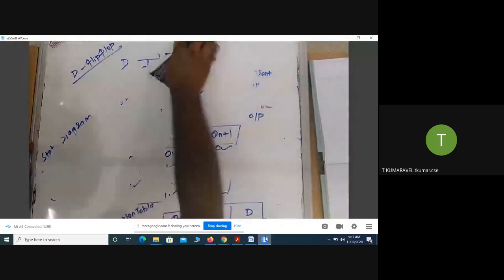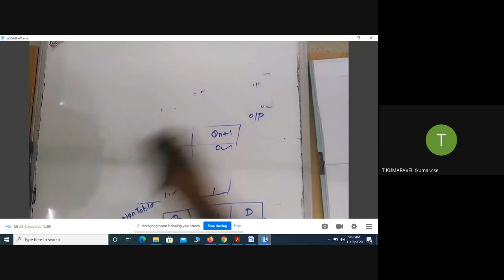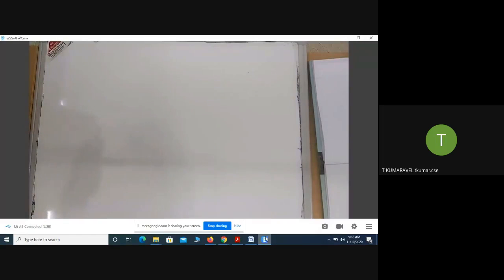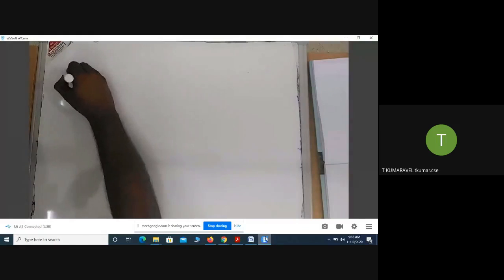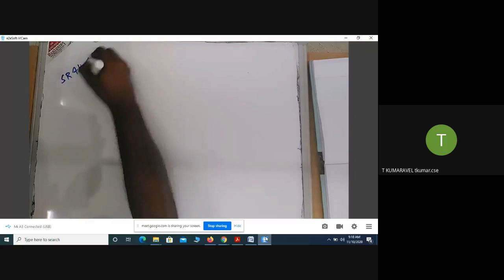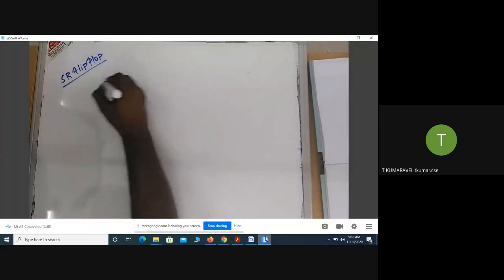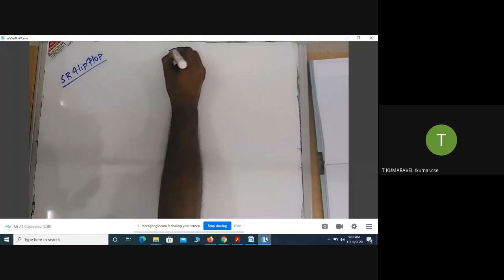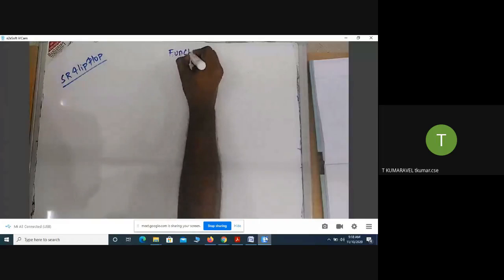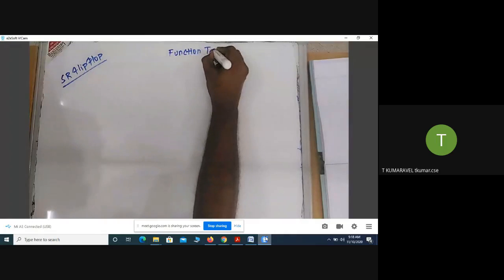Now I'm going to summarize it. As of now, we have seen different types of flip-flop. One is called the SR flip-flop. What is the function table? I'm going to list down the function table for all the flip-flops. Let's see one by one.